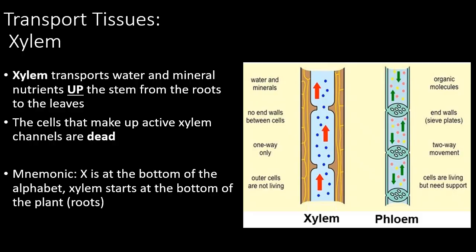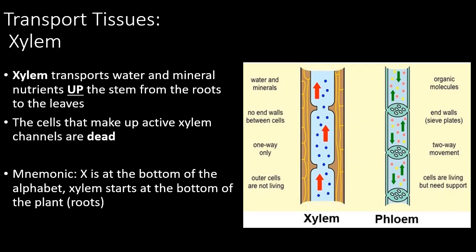The first transport tissue we're going to discuss is the xylem. So the xylem transports water and mineral nutrients from the soil up the stem from the roots to the leaves. So xylem is involved in moving soil resources up, and the soil resources that plants are collecting are water and mineral nutrients. And the cells that make up active xylem channels are dead.